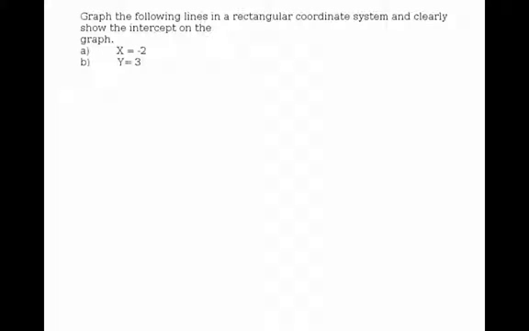If you want to graph the following lines in a rectangular coordinate system and clearly show the intercept of the graph. So let's take a look at X and Y here, Cartesian coordinate system. So this is my Y-axis, this is my X-axis.